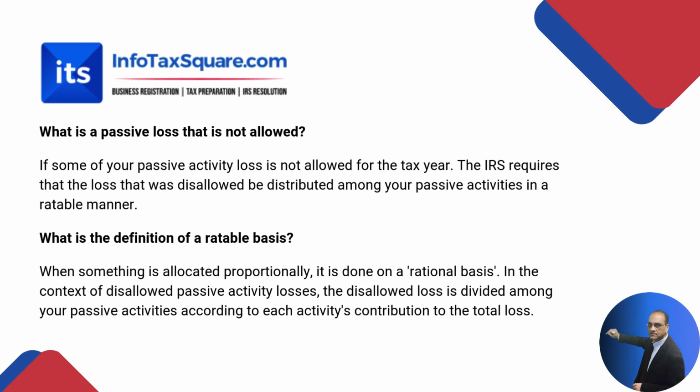What is the definition of a ratable basis? When something is allocated proportionally, it is done on a ratable basis. In the context of disallowed passive activity losses, the disallowed loss is divided among your passive activities according to each activity's contribution to the total loss.